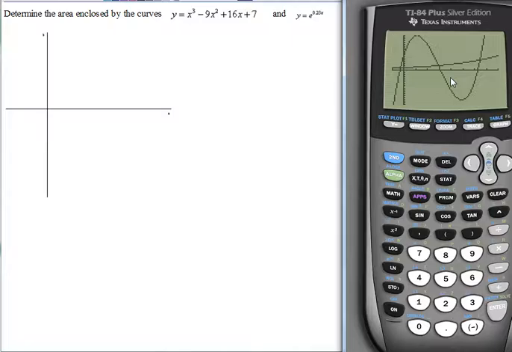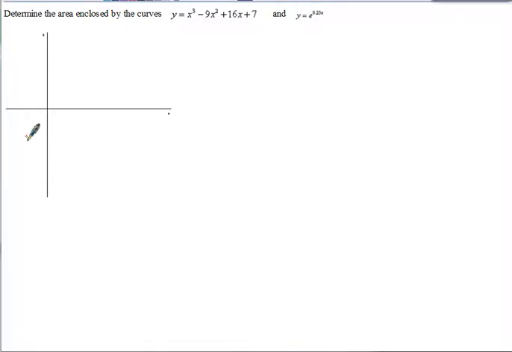So let's sketch that on the graph there. When it says the area enclosed, it's referring to both of those, not just one of them. So I'll just do a rough sketch of these.